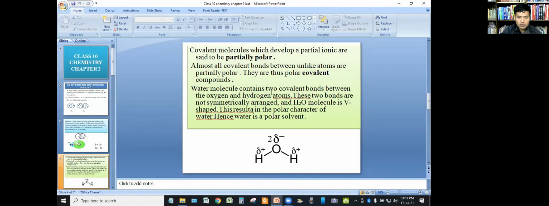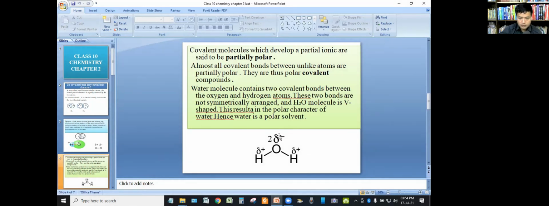Water molecules contain two covalent bonds between the oxygen and hydrogen atoms. These two bonds are not symmetrically arranged, and the H2O molecule is V-shaped. This results in the polar character of water. Hence, water is a polar solvent. So here we have water.